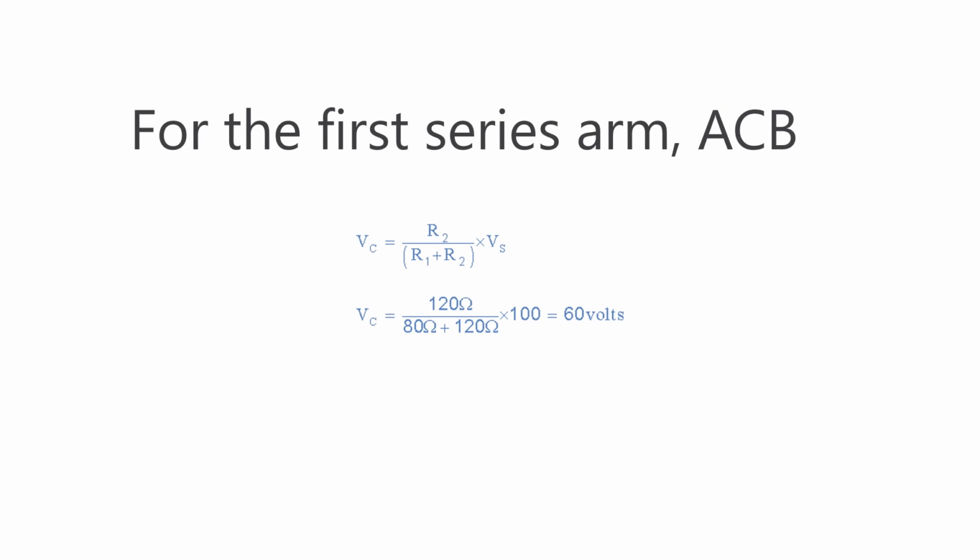So for the first series arm ACB, VC is given as R2 by R1 plus R2 into Vs. So VC is calculated as, we know, R2 is 120 ohms divided by R1 is 80 ohms plus 120 ohms into Vs, which is nothing but 100 volts. So we get Vc as 60 volts.